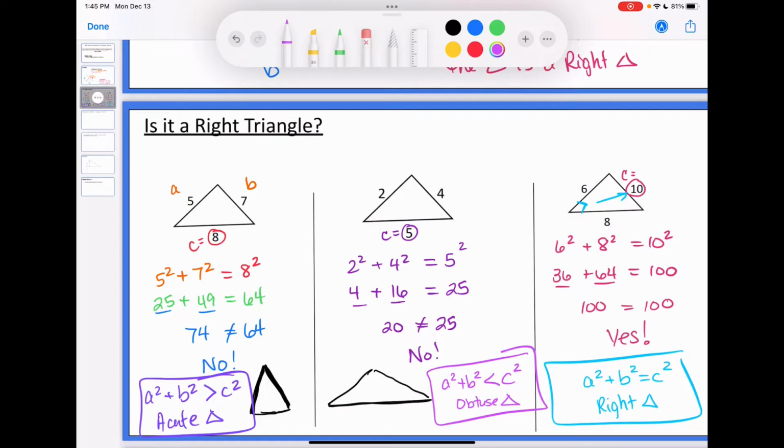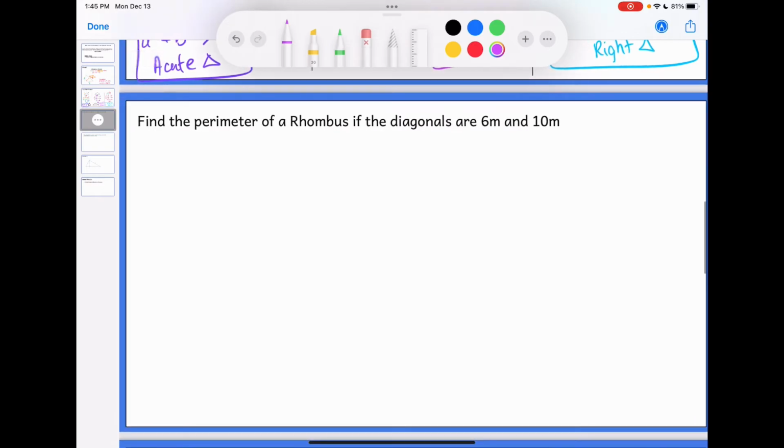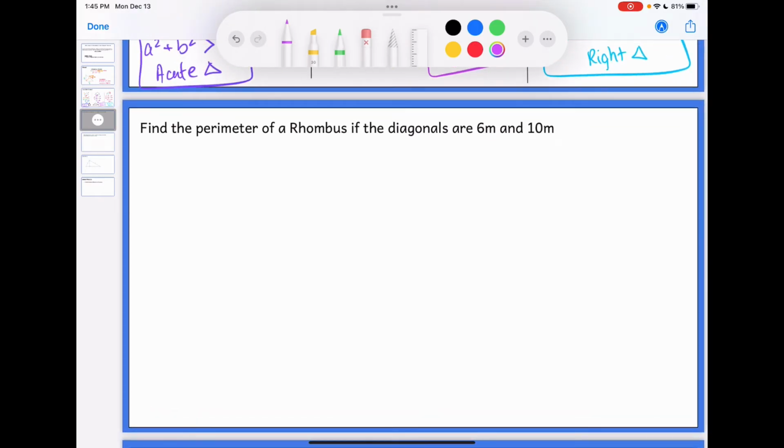All right, so enough with the converse, right? Let's actually use that Pythagorean theorem, but I know that if I just give you some triangles with a missing side, you can do it, and I probably will. But here in our notes, let's look and see some different ways that we could see this. This says, find the perimeter of a rhombus if the diagonals are 6 meters and 10 meters.